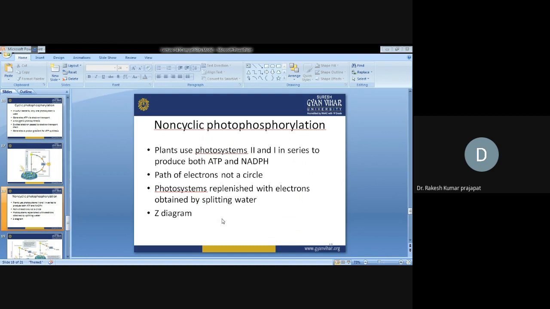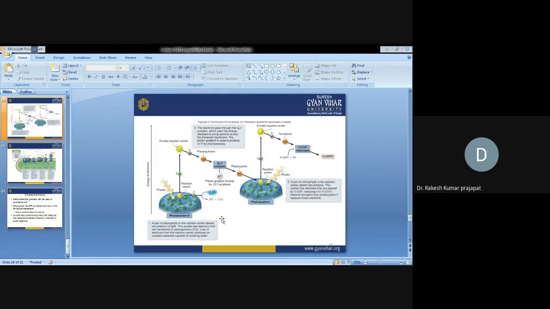Plants use photosystem 2 and 1 in series to produce ATP and NADPH2. The path of the electron is not a circle. Photosystems are replenished with electrons obtained by the splitting of water. That is a clear diagram; here you can see it clearly. Photosystem 2 and photosystem 1 work simultaneously. At the b6f complex ATP is synthesized, and it reduces NADP into NADPH. Both the ATP and NADPH2 are utilized in the Calvin cycle.